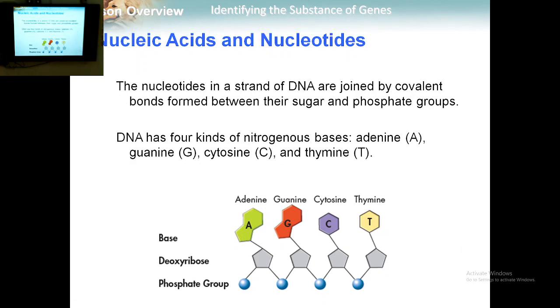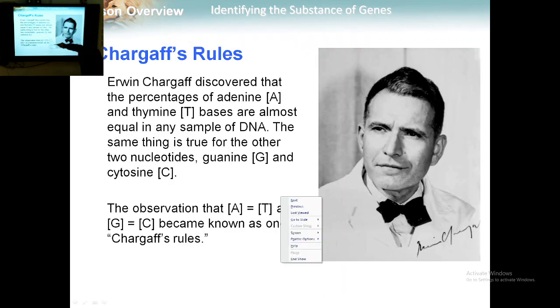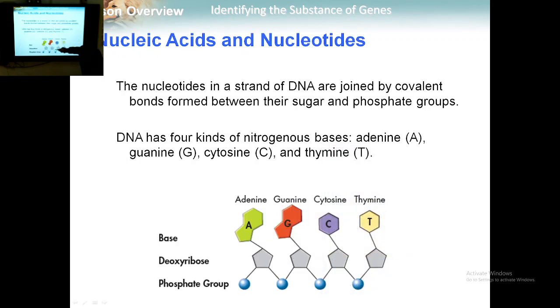Again, the nucleotides in the strands of the DNA are joined by a bond. This bond is known to be a covalent bond, formed between their sugar and phosphate group. So the bond between this nucleotide and this nucleotide is between the sugar here and the phosphate group here, and the bond is a covalent bond. Okay?